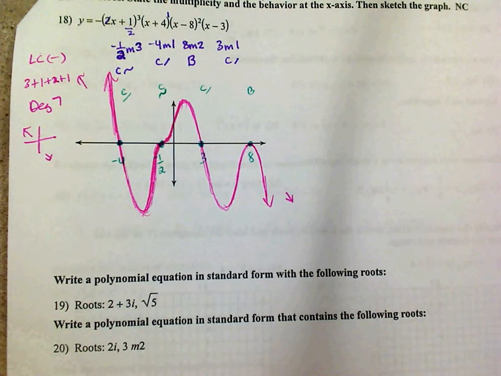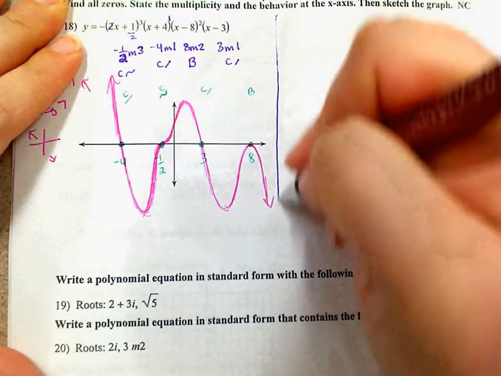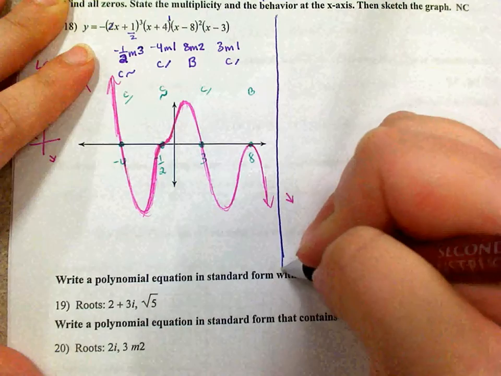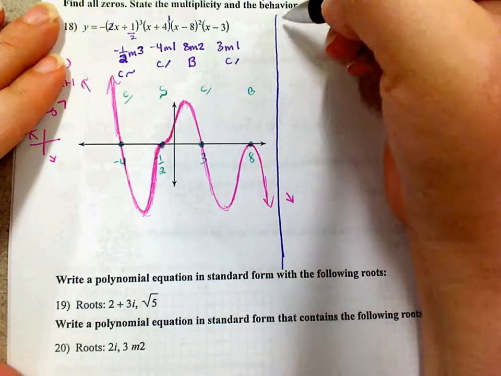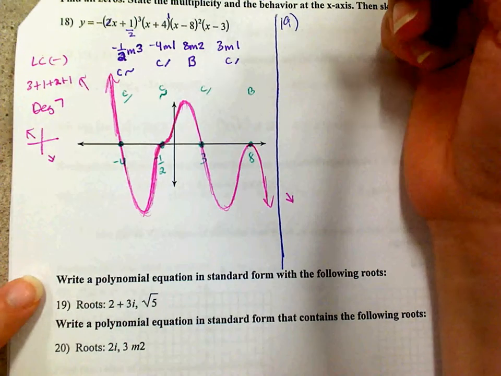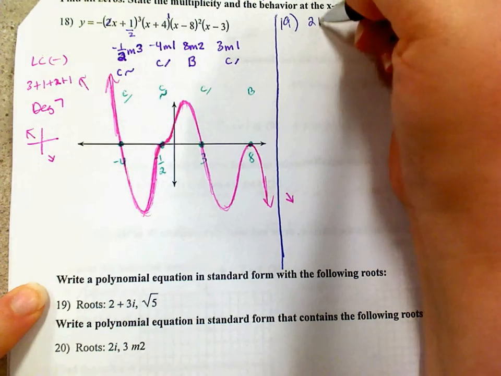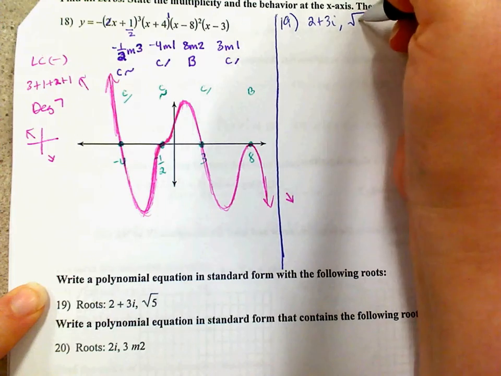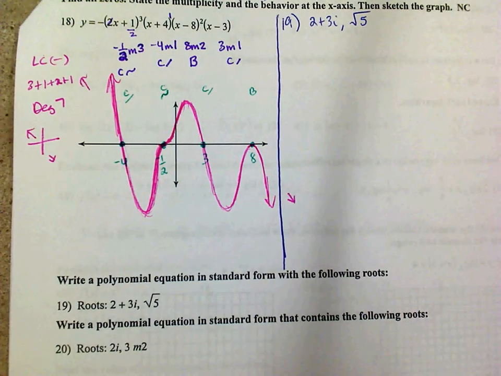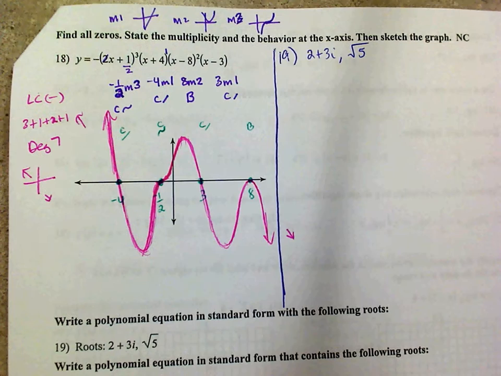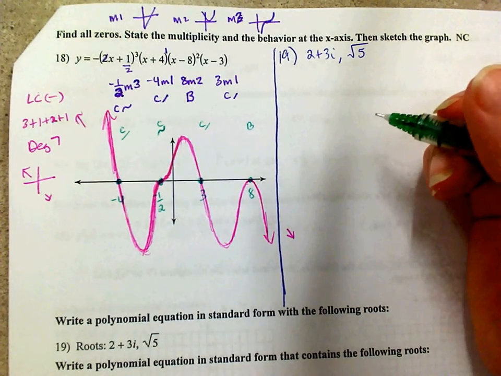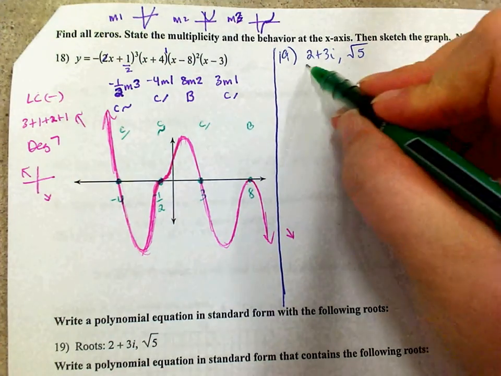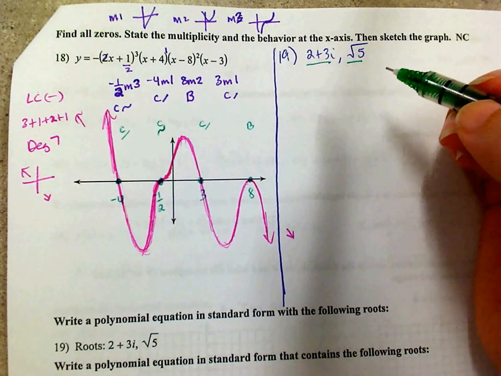Now I told you to do the next problem right here, right? What you're supposed to do is write a polynomial equation in standard form with the roots 2 plus 3i and the square root of 5. So my first question for you is, how many roots does this function have? I gave you how many? 1, 2. But technically there are 4. And you could say that I gave you, in fact, 4.